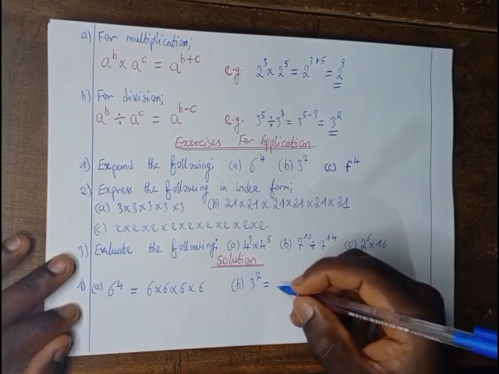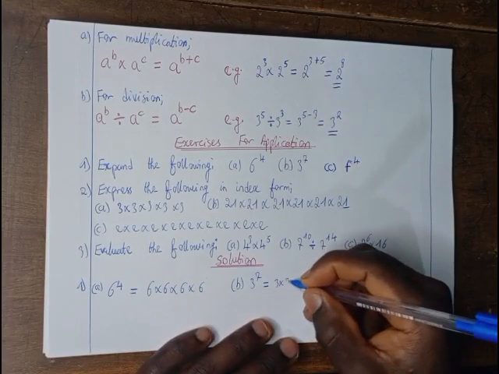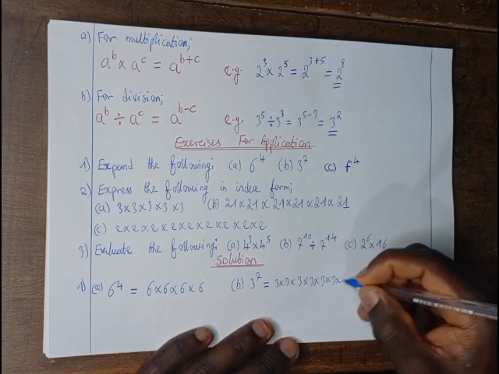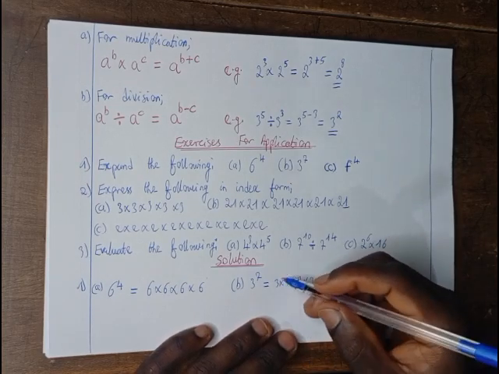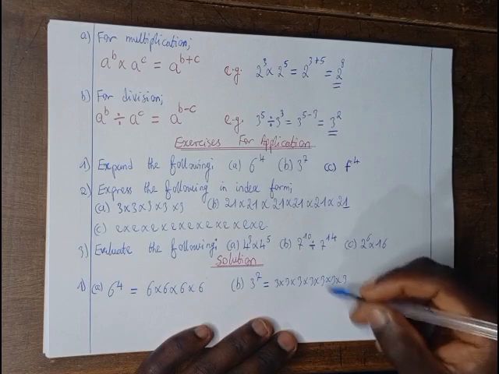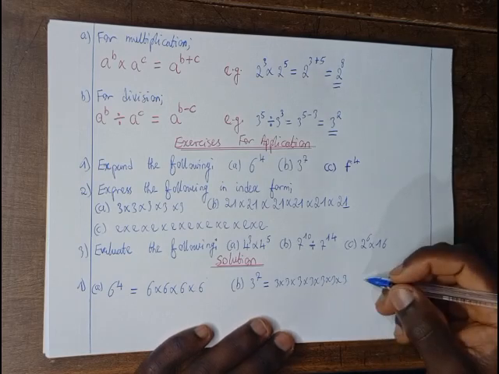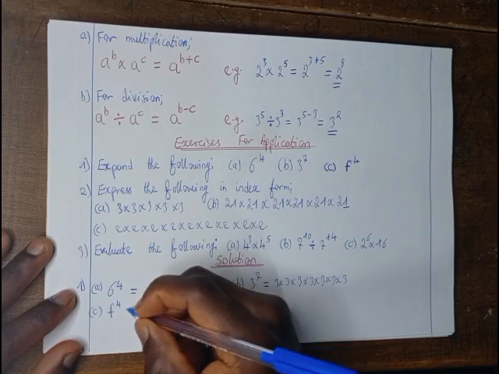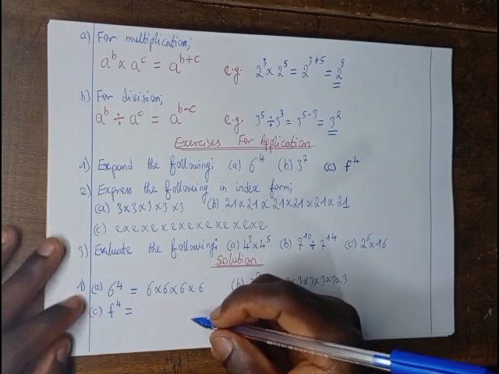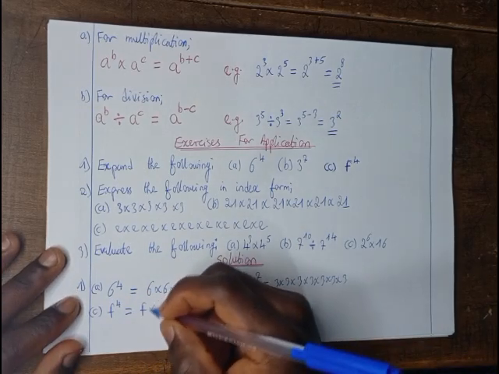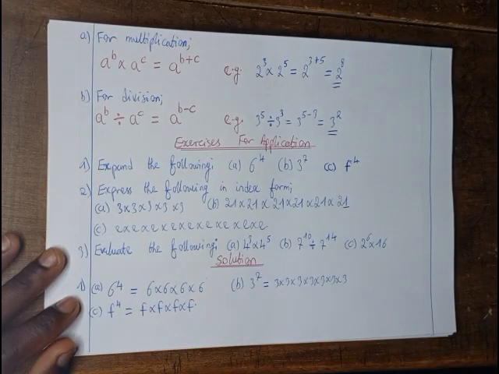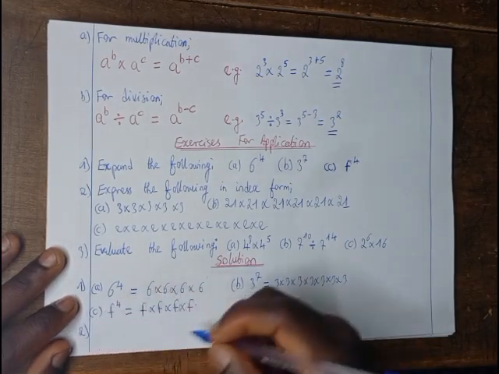This simply gives us 3 times 3 times 3 times 3 times 3 times 3 times 3. We count 1, 2, 3, 4, 5, 6, 7. We go now to C. We have f raised to the power 4. Simply means we have to multiply f by itself 4 times: f times f times f times f. We go now to question 2.